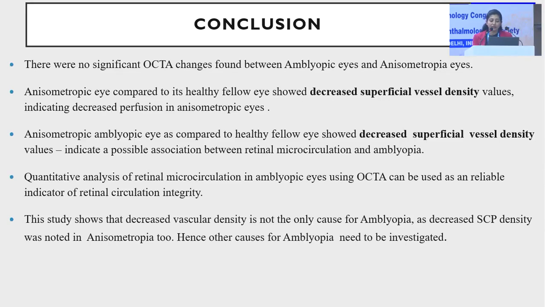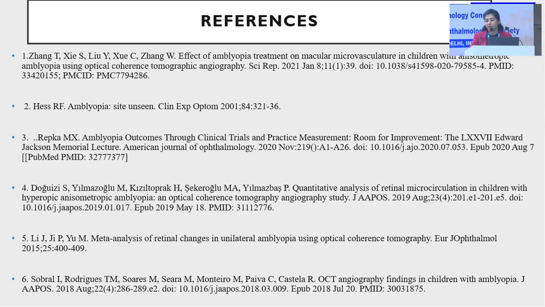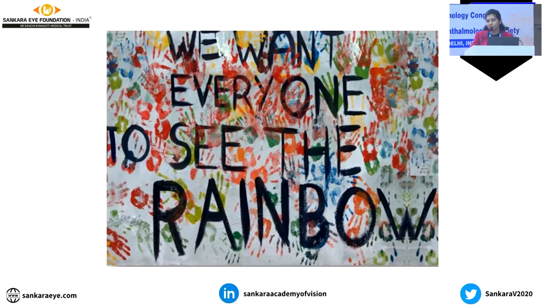For the quantitative analysis of retinal microcirculation, OCTA can be used as a reliable indicator. This study also shows that decreased vascular density is not the only cause for amblyopia, as decreased superficial capillary plexus density was noted in anisometropia too. Hence, the other causes for amblyopia need to be investigated. These were my references. Thank you.